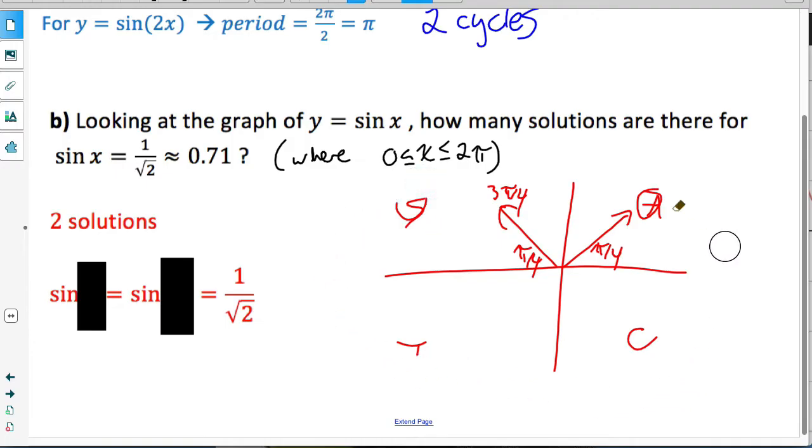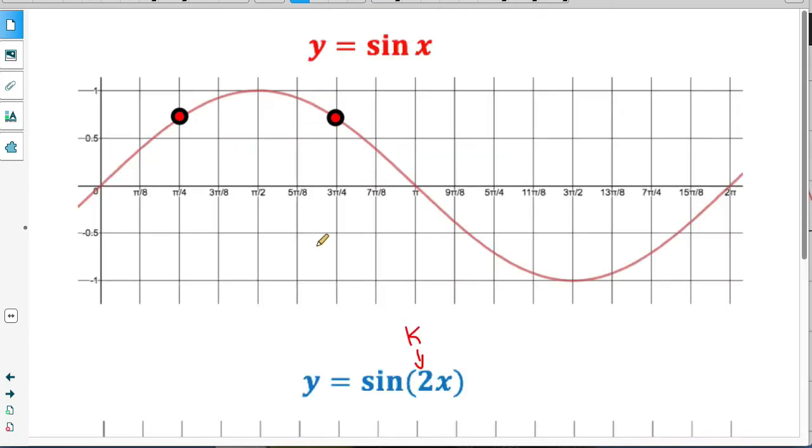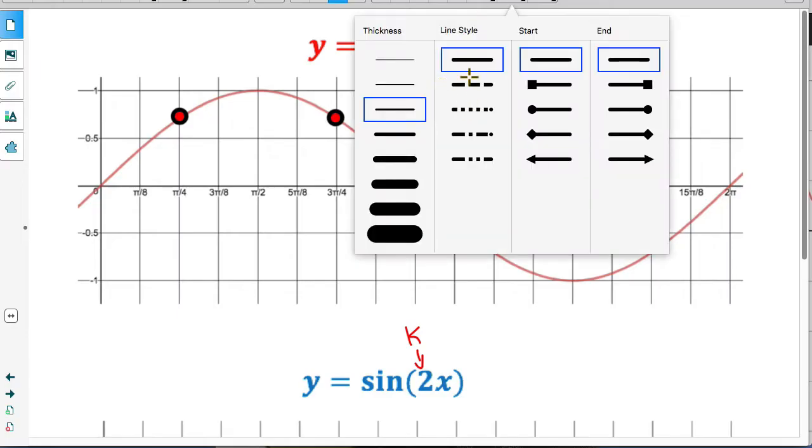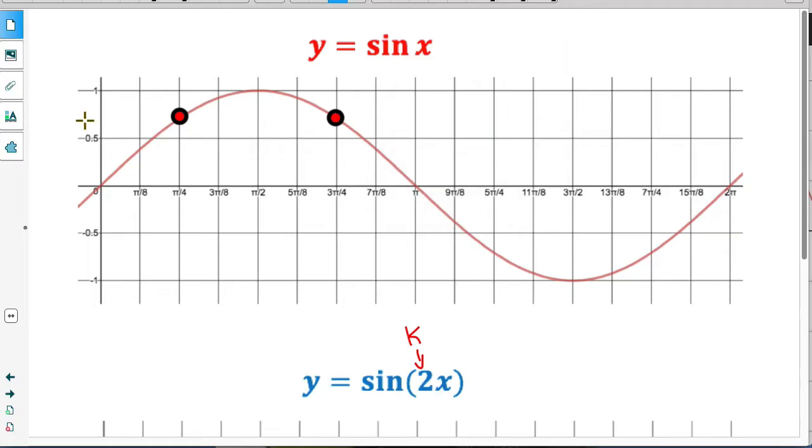But I think it's also very beneficial to understand how we can solve this graphically. So let's look back at the graph of sine x, and let's figure out when this graph is equal to 1 over root 2. The approximate value of 1 over root 2 is 0.71. So let me just draw a horizontal line through y equals 0.71, and that'll give you a good indication of when the sine function is equal to that.